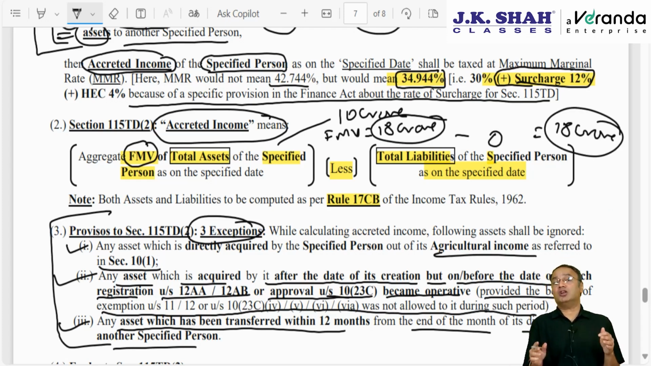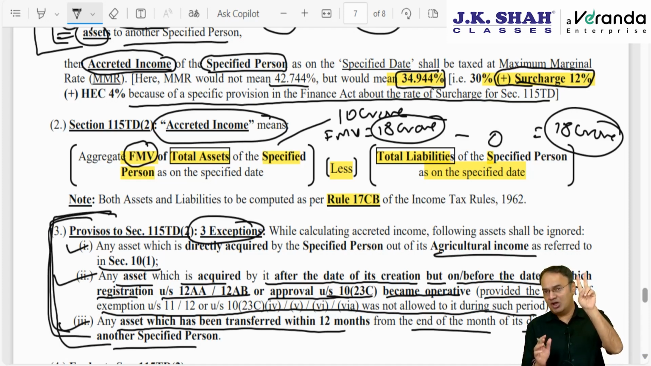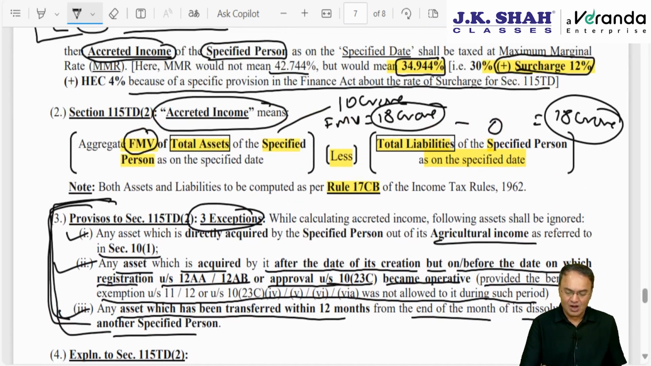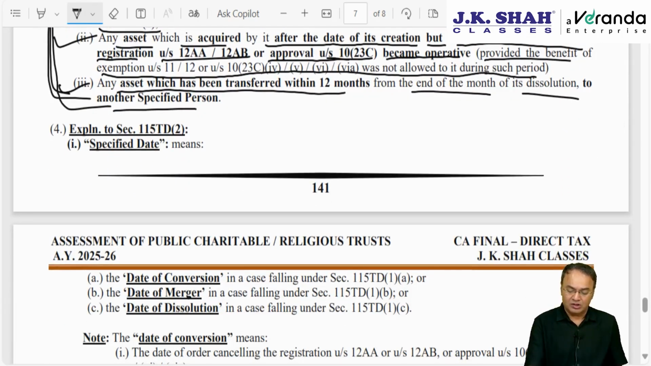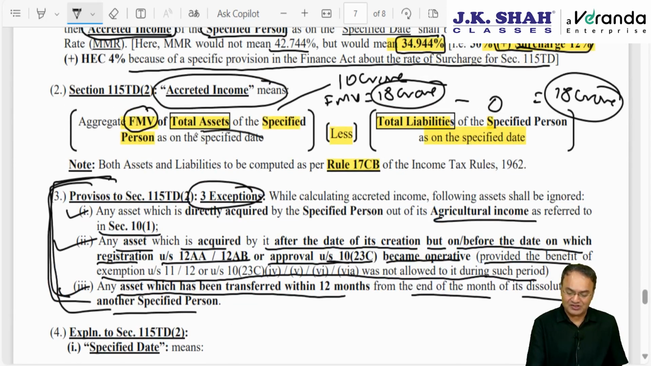However, assets have not yet been sold. Assets have not yet been sold, and from the accreted income of 18 crore, you subtract these 3 items: assets directly acquired out of agricultural income, or assets acquired after the date of creation but before the date of registration or before the date of claiming exemption. And third, an asset upon dissolution which is actually transferred within the 12 months period allowable to the trust from the end of the month of dissolution, that much also you remove. Are you clear?